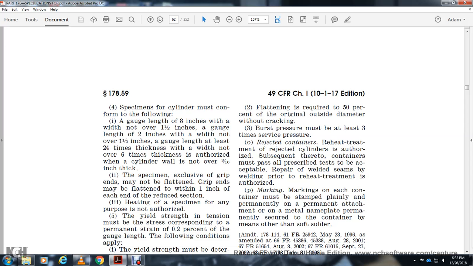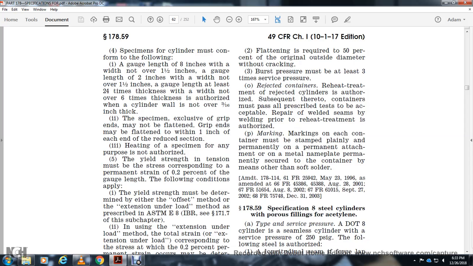Rejected containers. Reheat treatment of rejected cylinders is authorized. Subsequent containers must pass all prescribed tests for the acceptable repair of the welded seam, with the welded part of reheat and treatment authorized. Markings on each container must be stamped plainly with a permanent attachment over the metal nameplate, permanently secured onto the container by means other than soft solder.